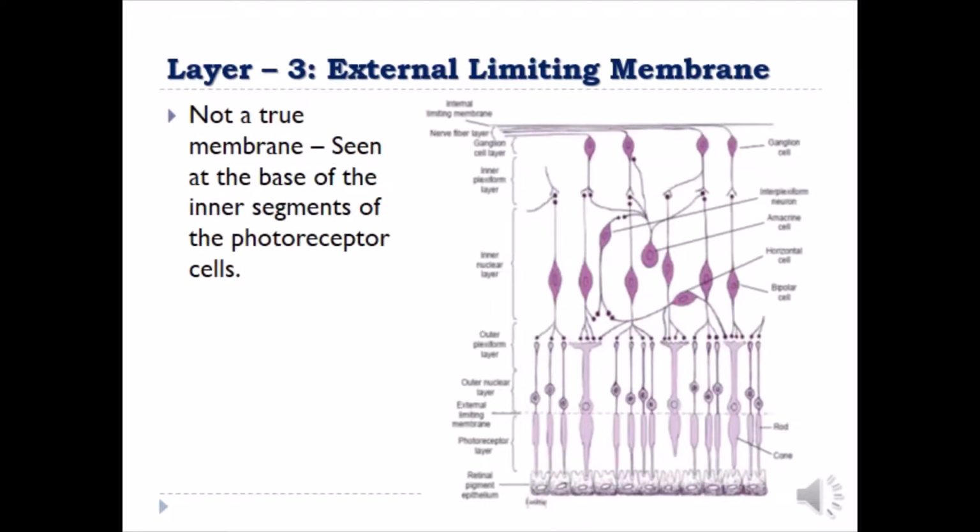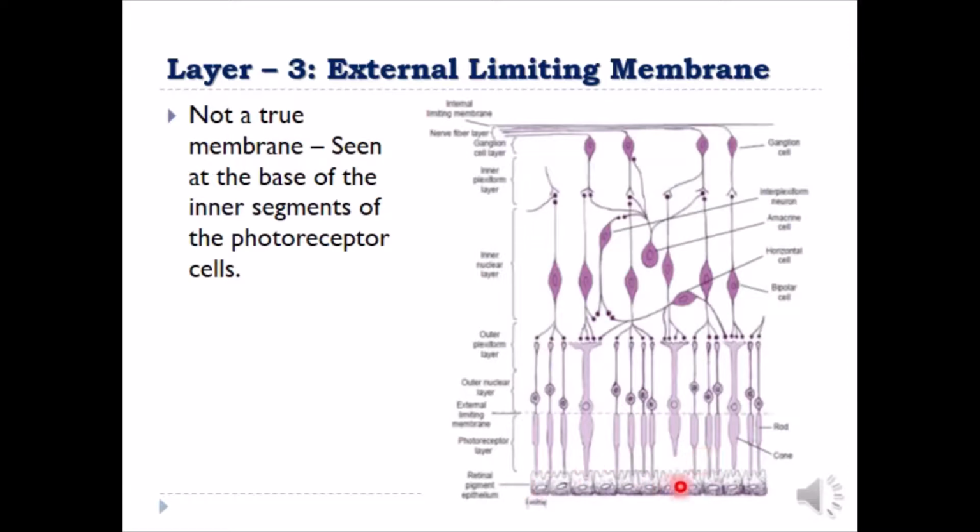Okay, so now we came into the third layer. So which was the first layer? First layer was retinal pigment epithelium. Second layer was photoreceptor cells, or we also call it the layer of rods and cones. And third one is the external limiting membrane.